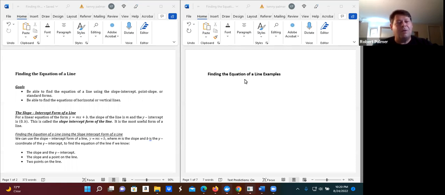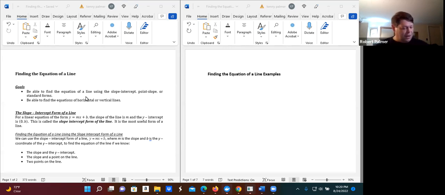Hello. Today we talk about how to find the equation of a line. So it says our goals would be to find the equation of a line using slope-intercept, point-slope, or standard forms. We'll explain what those are, and also be able to find the equation of horizontal and vertical lines.